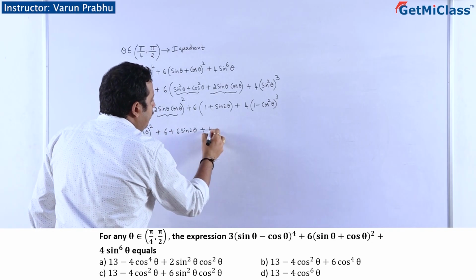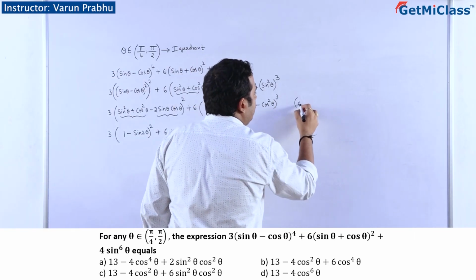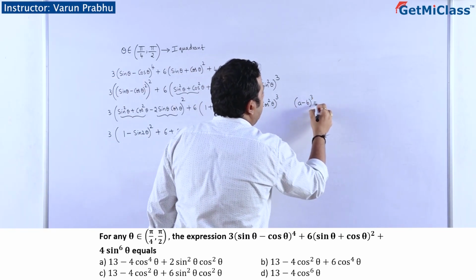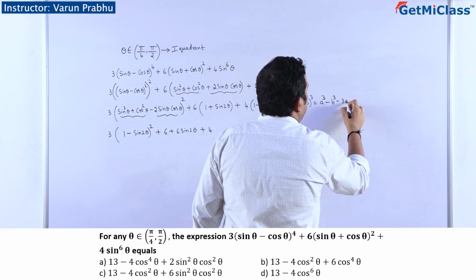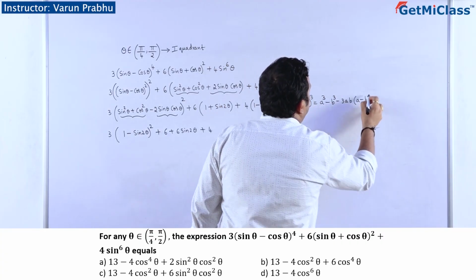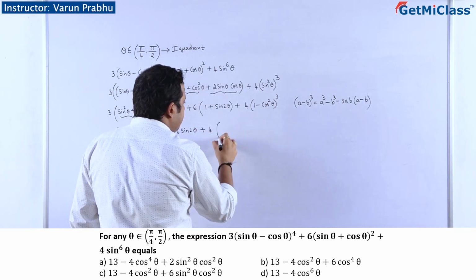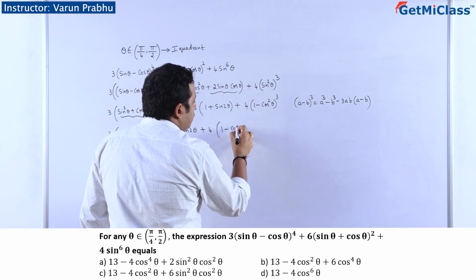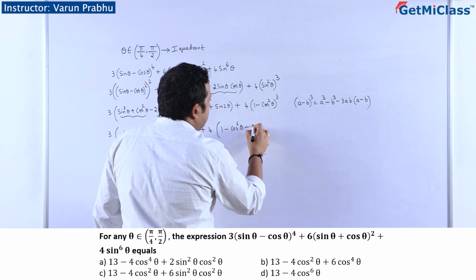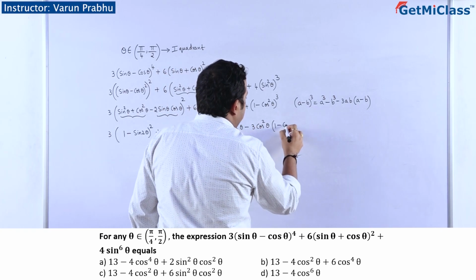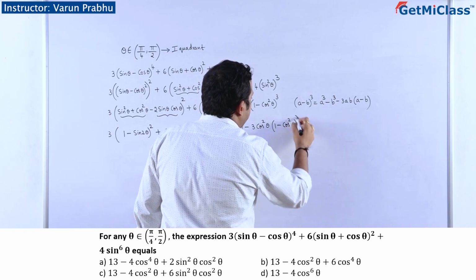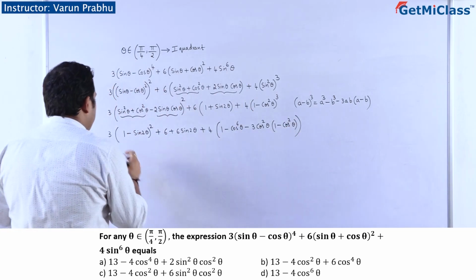Plus this is of the form (a minus b) the whole cube. What is the formula? a cube minus b cube minus 3ab into (a minus b). So your answer to the question will be 1 minus cos to the power 6 theta minus 3 cos squared theta into (1 minus cos squared theta). Is it okay? So what is your answer that we get?